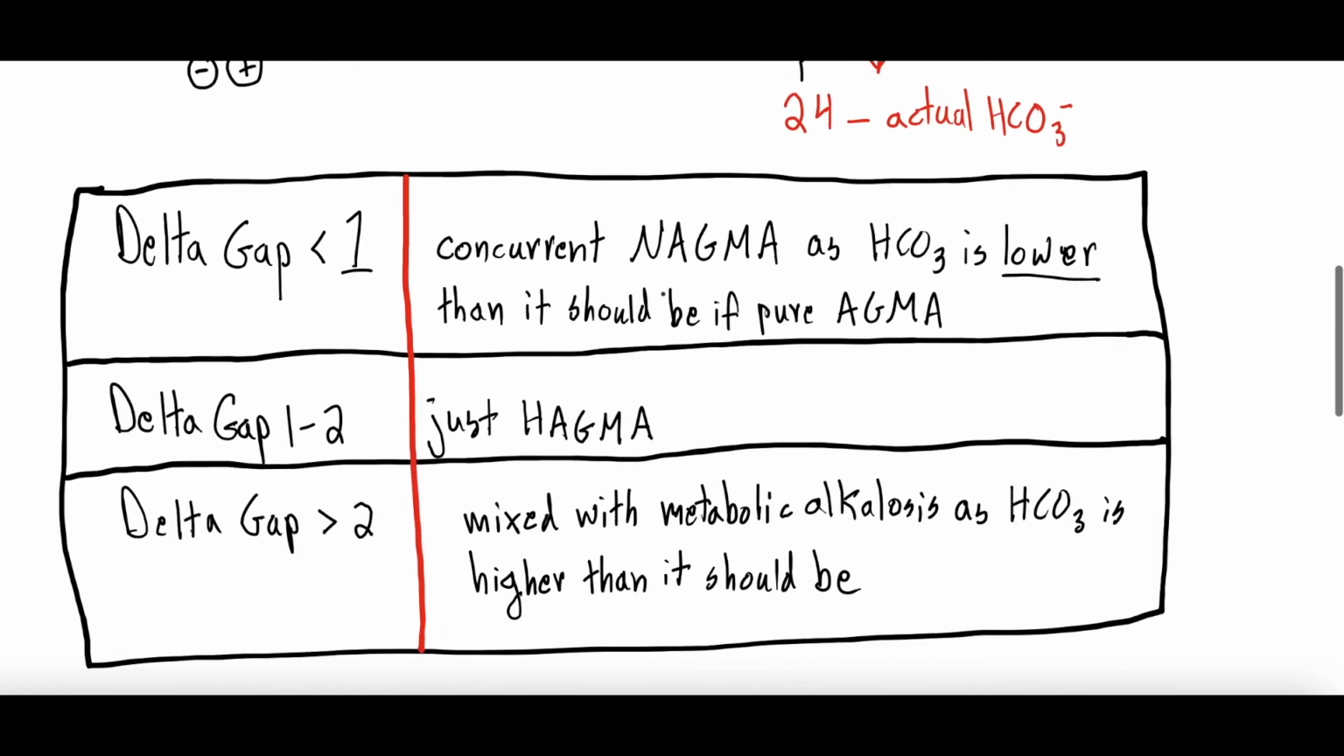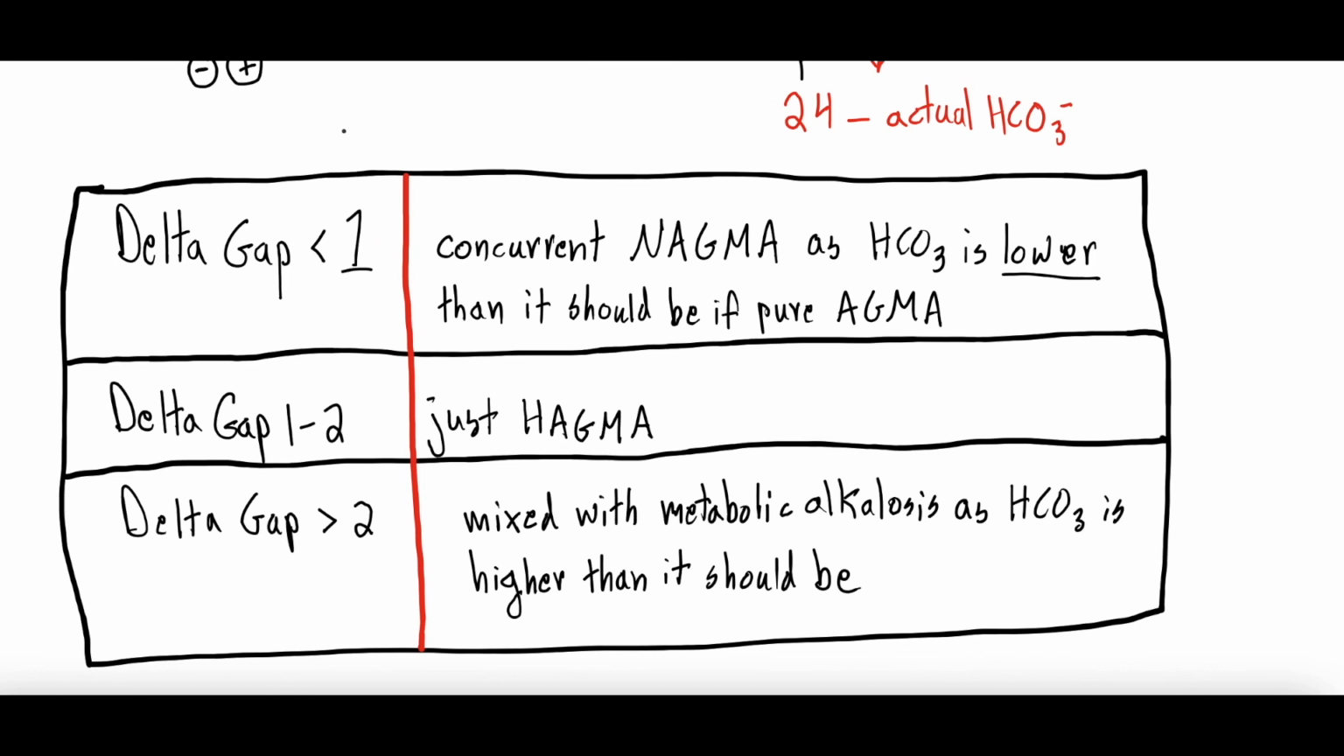So what we're going to do is write the equation right here so we can remember it. Delta gap equals the delta anion gap subtracted by the delta bicarbonate level. And what that equates to is the actual patient's anion gap minus 12, which is just a normal anion gap, minus 24, a normal bicarbonate, subtracted by the patient's bicarbonate.